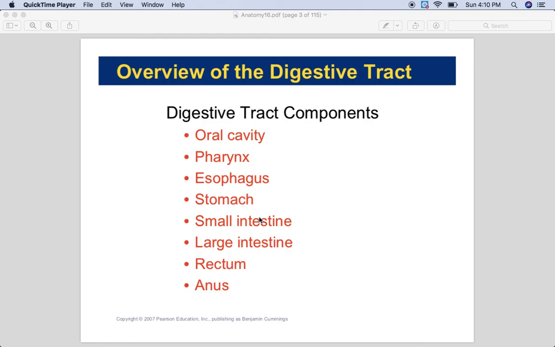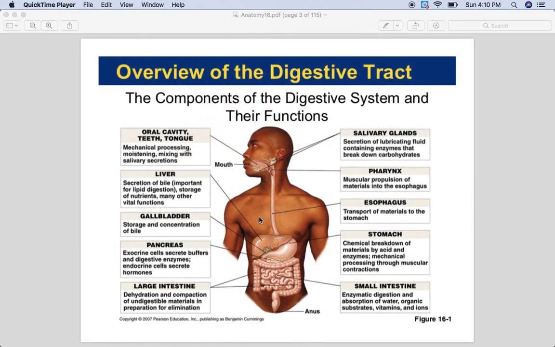These are all the different parts of the digestive tract. You start with your mouth or your oral cavity and you go through all of these, and then you obviously end up with the anus. And this is the order that we talk about the digestive system.